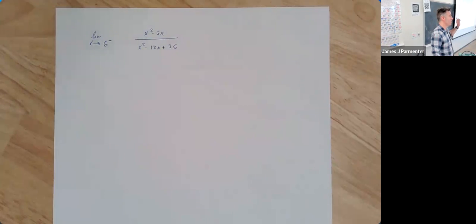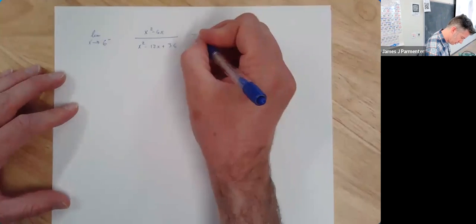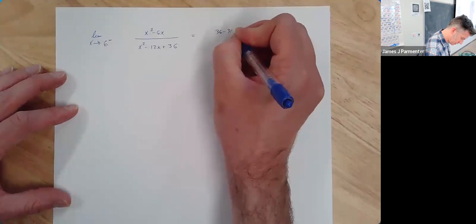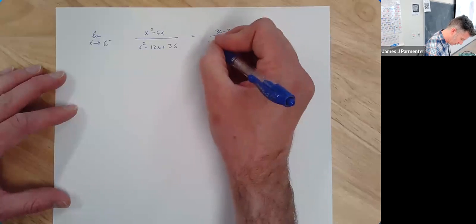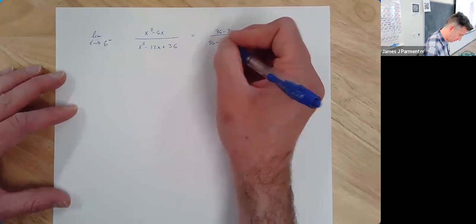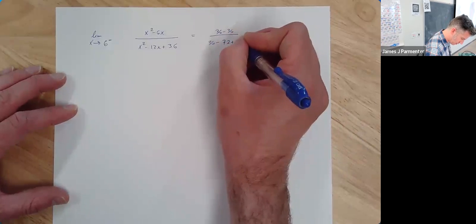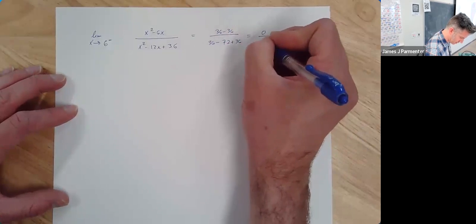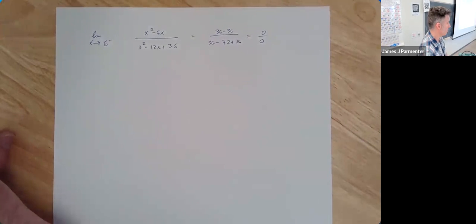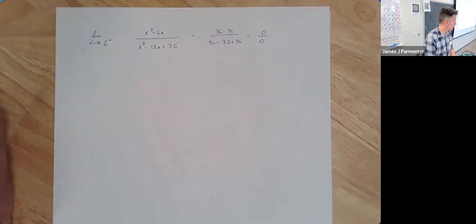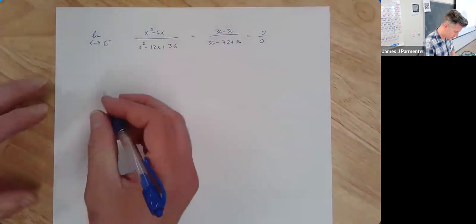So if we do the thing that we should do, what's the thing I should do first? Plug it in. What do we get? You get 36 minus 36 over 36 minus 12 times 6, which is 72, plus 36. That's looking a lot like 0 over 0. So it is an indeterminate form. We're going to do the usual thing. We're going to see if we can factor and cancel.